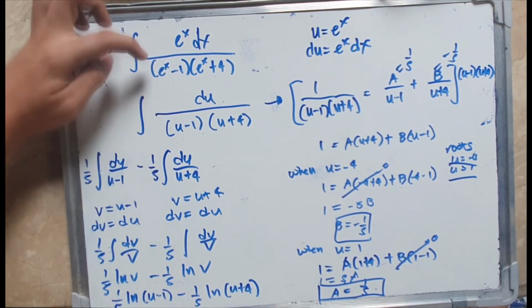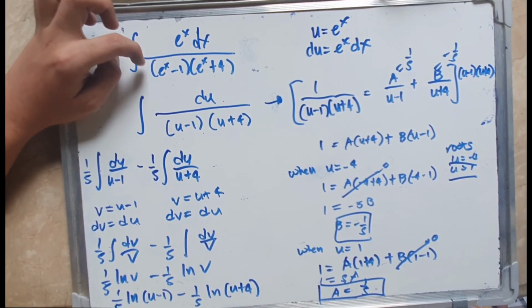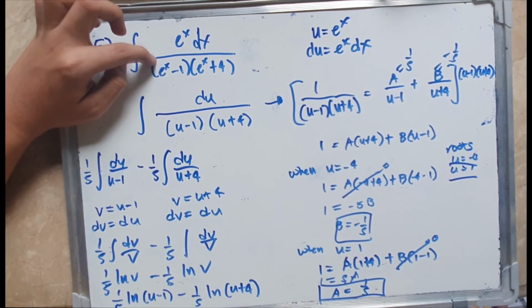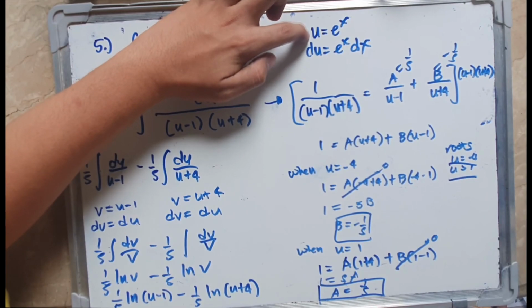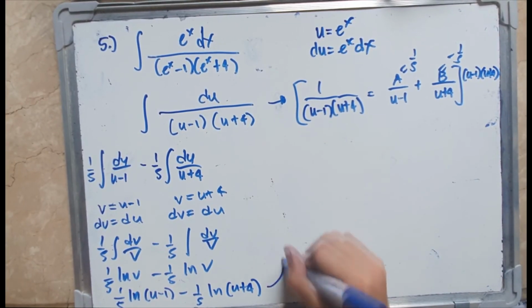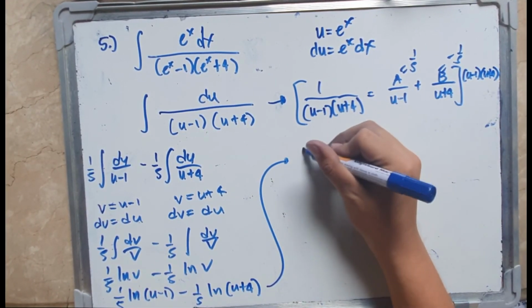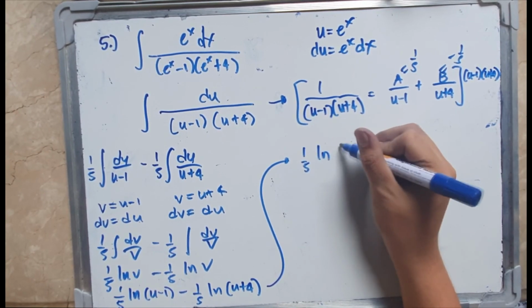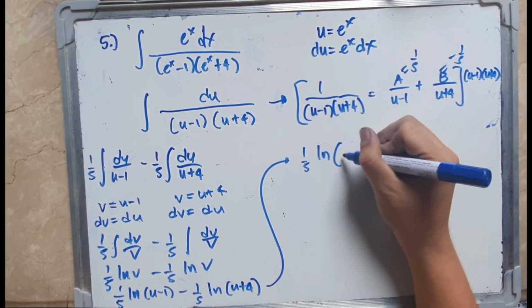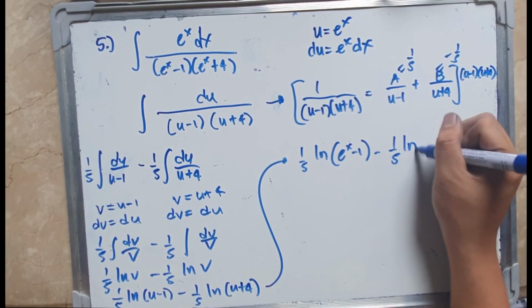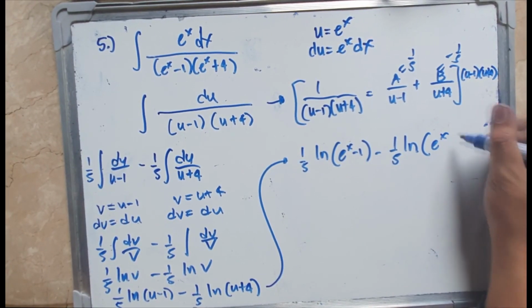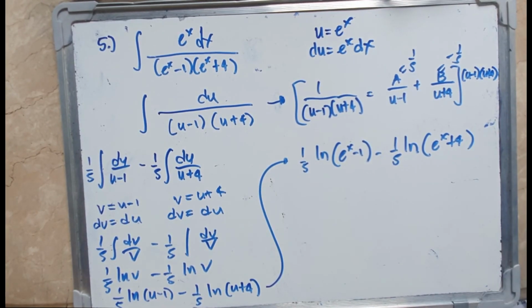Our original function is in terms of e to the x, so let's bring back the value of the u, which is e to the x. This is equivalent to 1 over 5 ln of (e to the x minus 1) minus 1 over 5 ln of (e to the x plus 4) plus c.